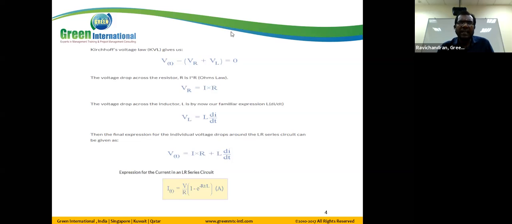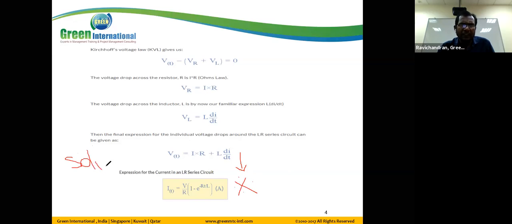So now we have the final equation. This is too important. Solving this equation, we get I of t, which is equal to V by R into 1 minus e to the power of minus R by L into t. This is the final equation that we call the transient current.